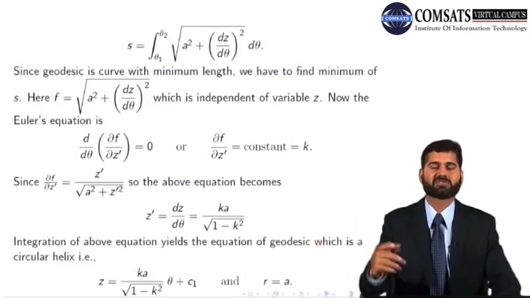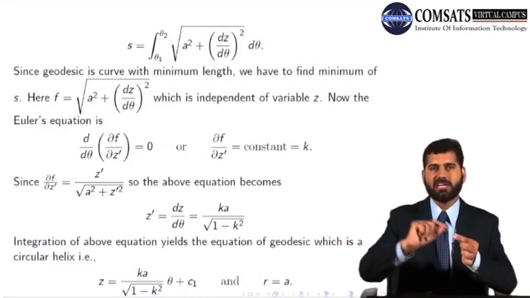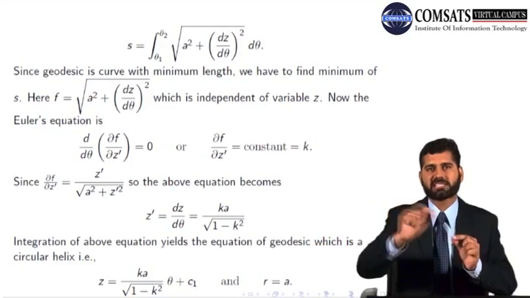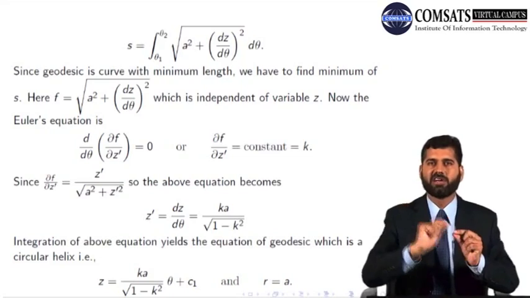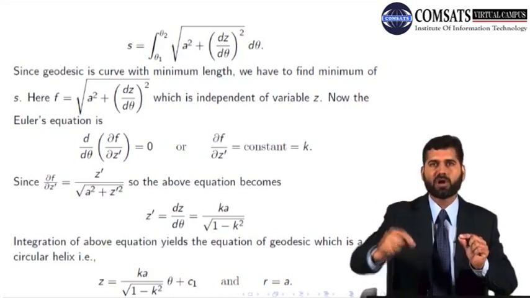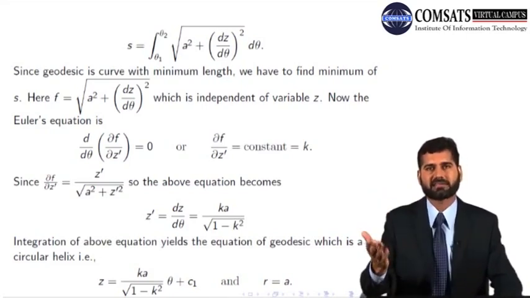All right, constant times theta. So this gives you the helix on a circular cylinder. It means if you want to find the shortest distance between any two points, you have to follow the helix. All right, you will get the shortest distance. If you don't follow the helix, that will not give you the shortest distance. So the geodesics on the right circular cylinder are the helix.